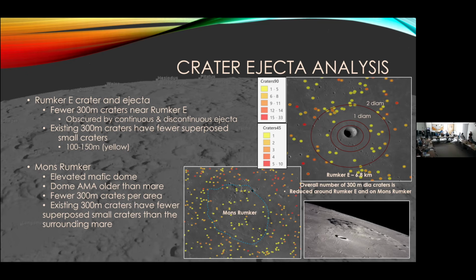Moving to the center lower diagram, Mons Rumker. This is a Maury edifice, Maury material. And sure enough, we see that the 300-meter craters tend to be yellowish in color, which means a lower density of 150-meter craters.